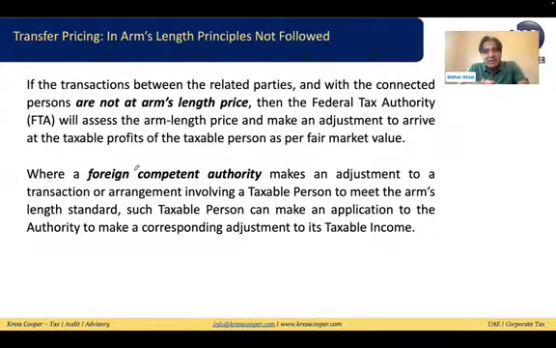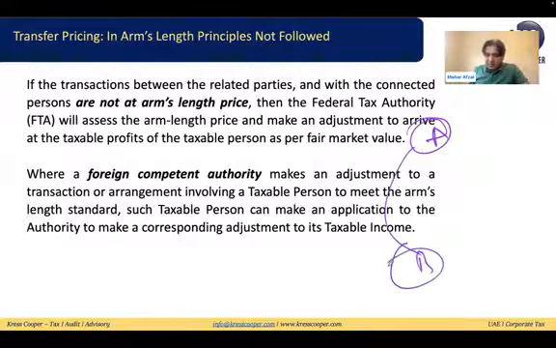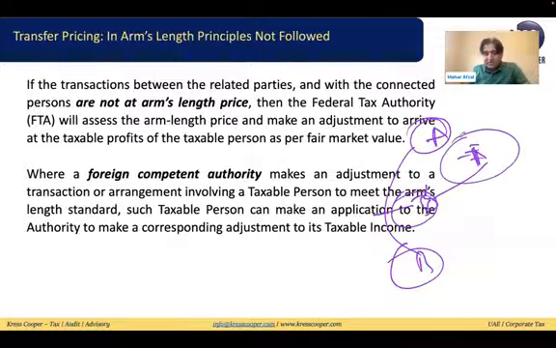If the arm's length principle is not being followed, as I mentioned, company A is selling to company B, market price is 100, but A is selling at 50. If the transaction between the related parties is not at arm's length, then the FTA will get involved. Tax authorities will get involved. Once they get involved, what will they do? They will look into the transaction. Then they will identify the impact. Then they will suggest an adjustment to the transaction.